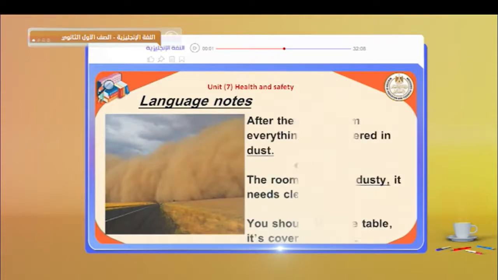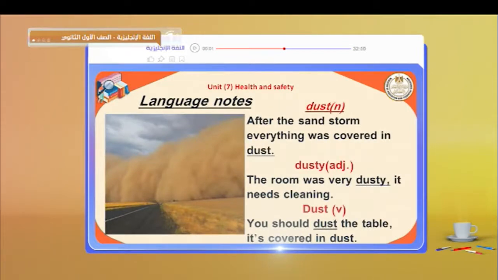Here we have some language notes about the vocab which we have discussed. We have the word dust. Of course, we know now that the word dust, as you see in the picture here, means the small pieces of sand that can cause us breathing problems. After the sandstorm, everything was covered in dust.